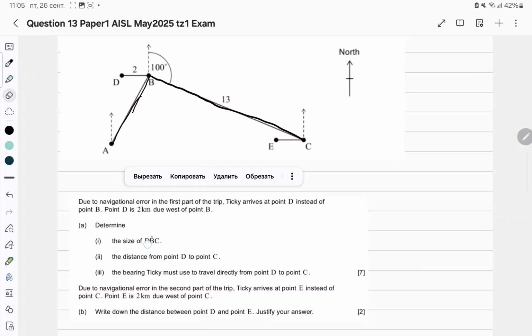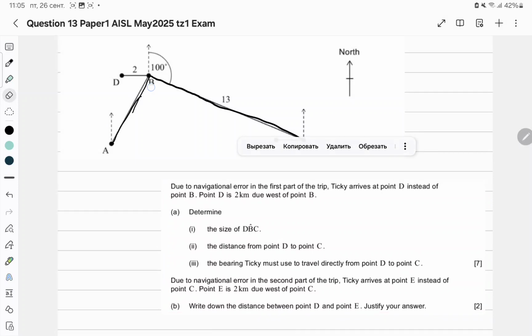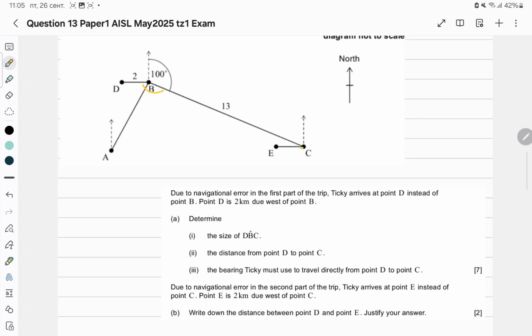Let me start. Let's solve. So we should determine the size of angle DBC. So we should identify first the angle DBC. Yeah, this angle, right? So that's how we're going to make a triangle, because we should consider this triangle. Yeah, this triangle. And in this triangle, we have to find DC.